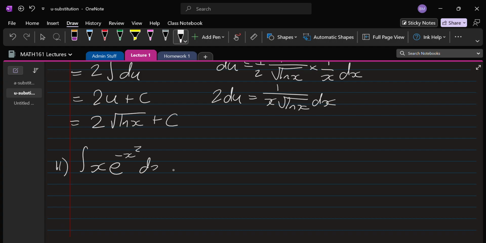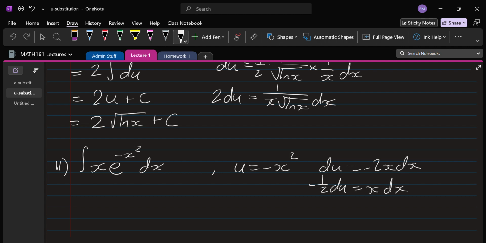Okay, 11. Integral x e to the minus x squared dx. Okay, again, quite obvious. We've got an outside function, which is an exponential, inside function, which is minus x squared. We let u be the inside. Okay, so du is minus 2x dx. We don't want the minus 2, we just want the x. So this becomes minus 1/2 du is x dx. That takes care of all of that in the front there.